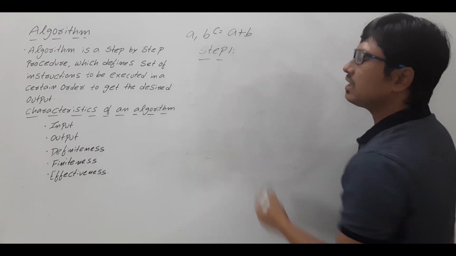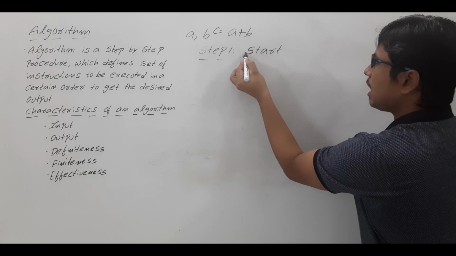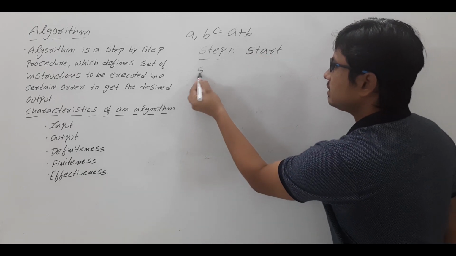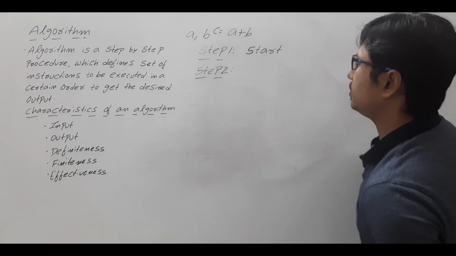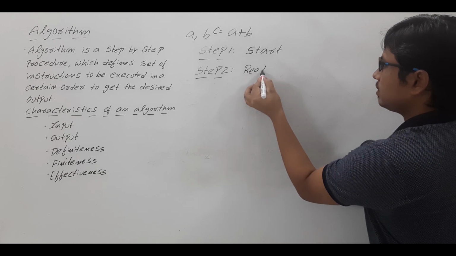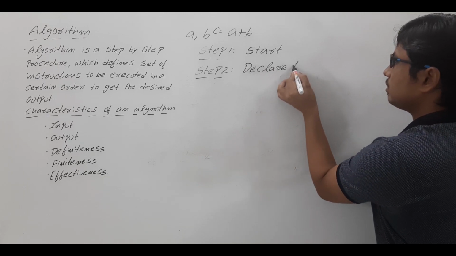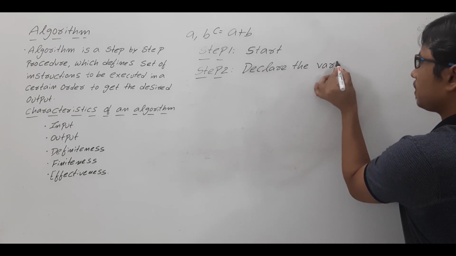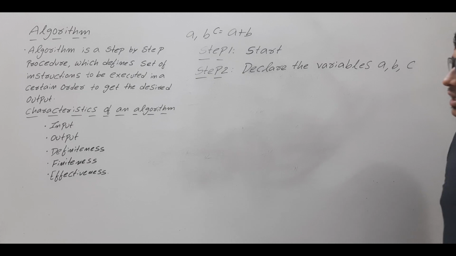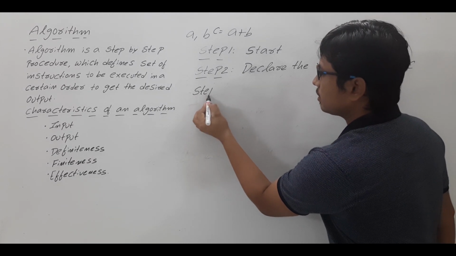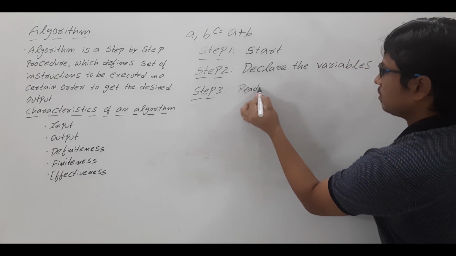Step 1: every algorithm should start. Whenever you are solving a problem, you will have the start. Then step 2: before reading you should declare. Declare the variables a comma b comma c. You should declare the variables, and then you need to read the variables, a comma b.